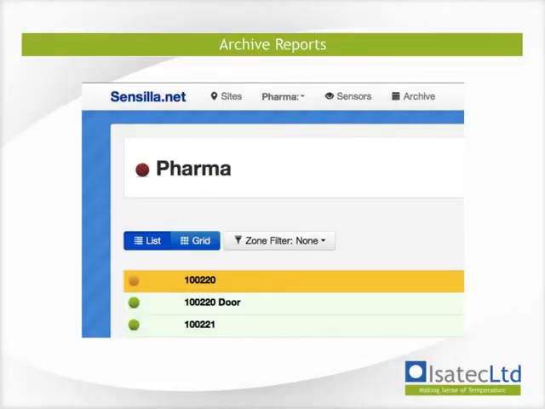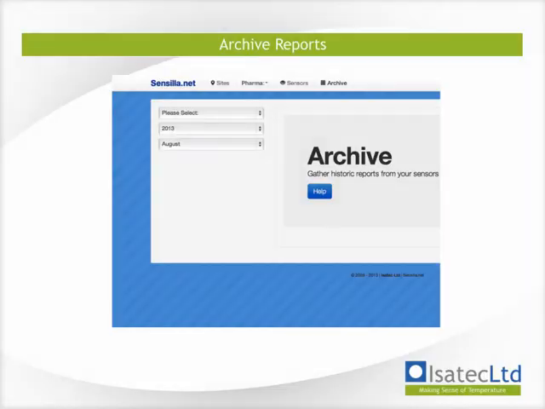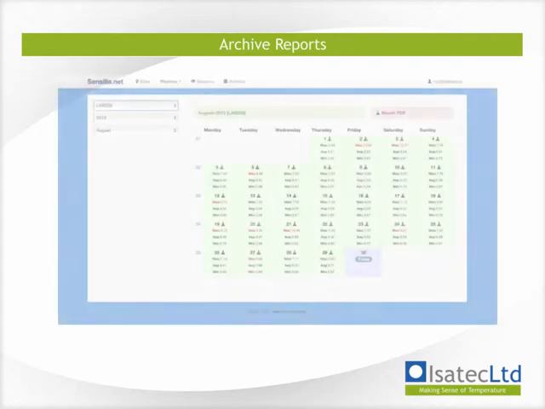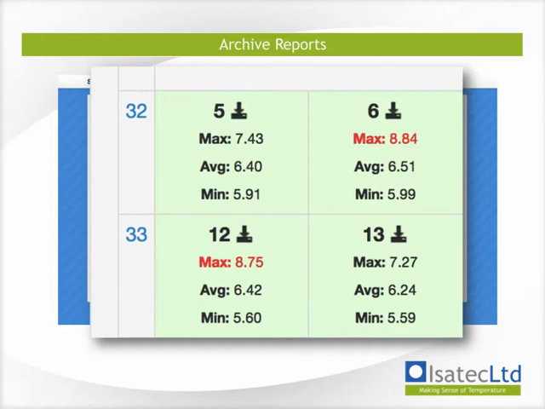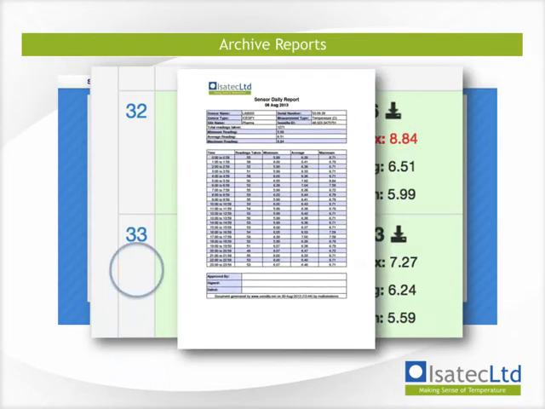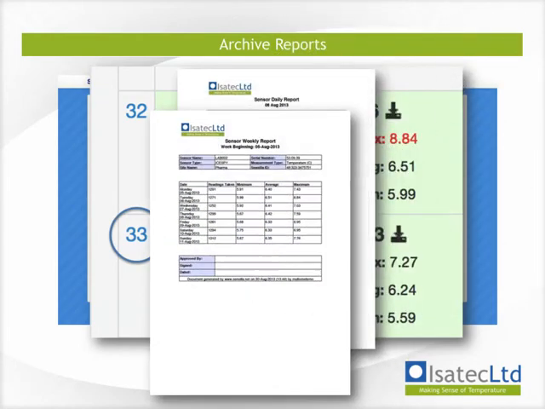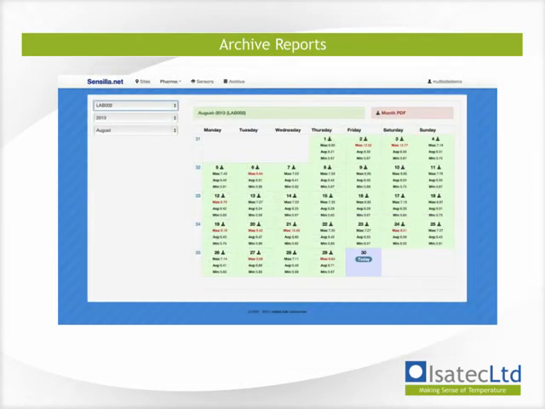At the top of the screen is the Archive button, which gives you access to more comprehensive reports. Here, by selecting a sensor, year, and month from the drop-downs, you will be presented with data in a calendar format. Sensors show maximum, average and minimum readings for each date. You can download a daily report by clicking on a day, a weekly report by clicking on a week number, and a monthly report using the Month PDF button at the top right of the screen.